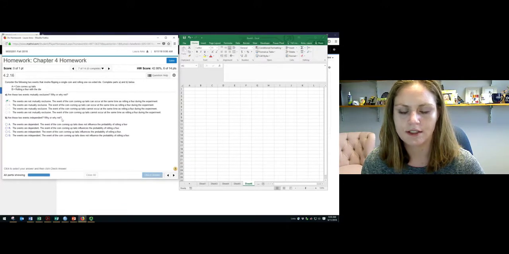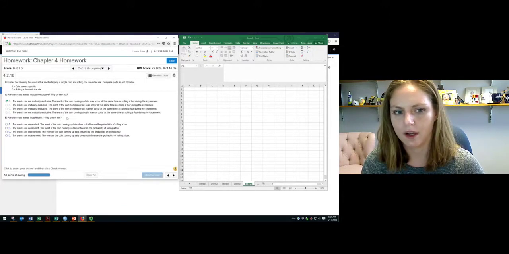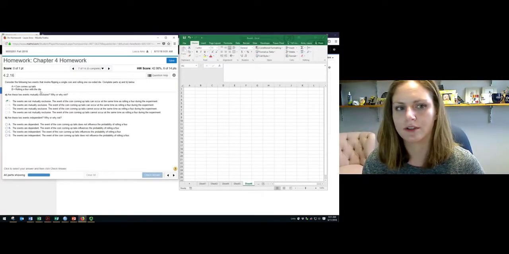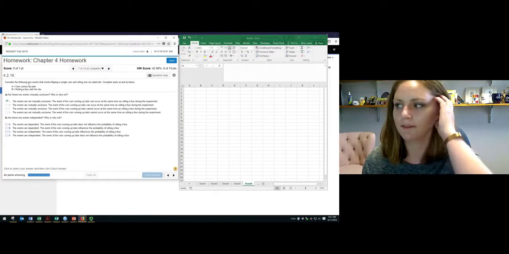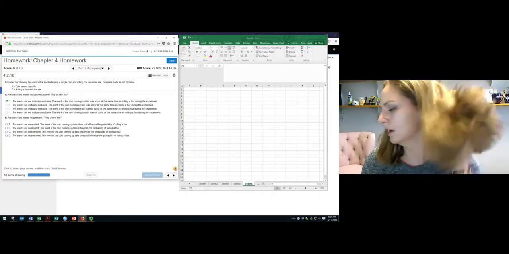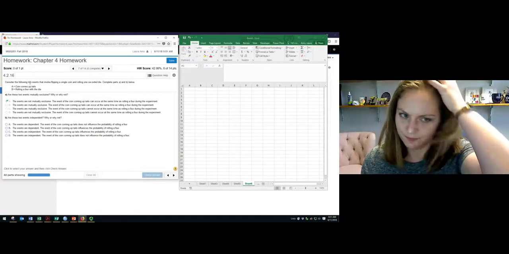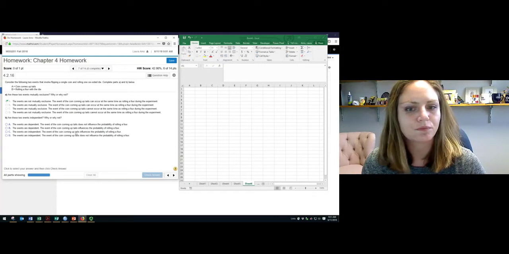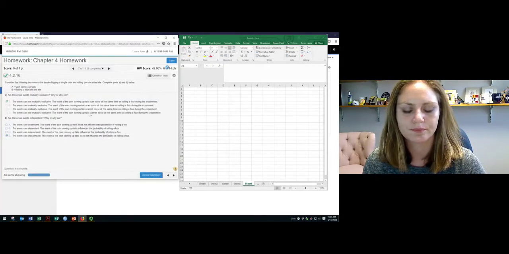Are these two events independent? So why or why not? If I roll a tail, does that affect what I'm going to roll with my die? So if I toss the coin, does it have any effect or bearing on what's happening with the die? No. So they're completely independent. It does not influence the other.